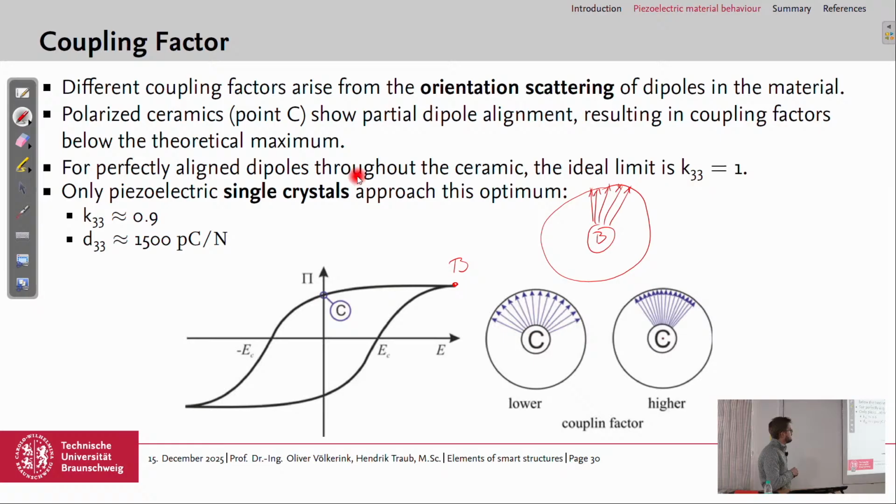And really high coupling factors can only be achieved with single crystals. So we don't have grains, no polycrystals, just a single crystal. We achieve k33 up to around 0.9, so 90% coupling factor. But the piezoceramic material we use, lead zirconate titanate, is a polycrystal. It has a lower coupling factor than 0.9. So then let's go to the next slide.